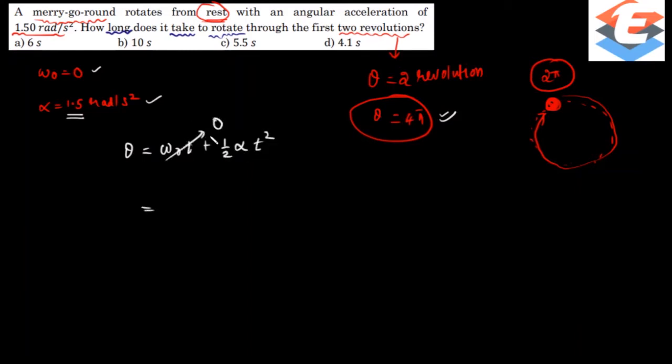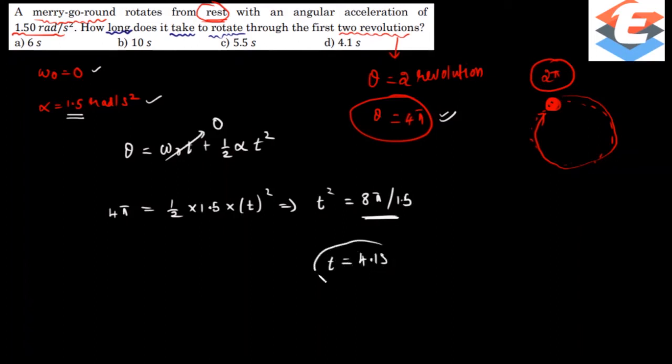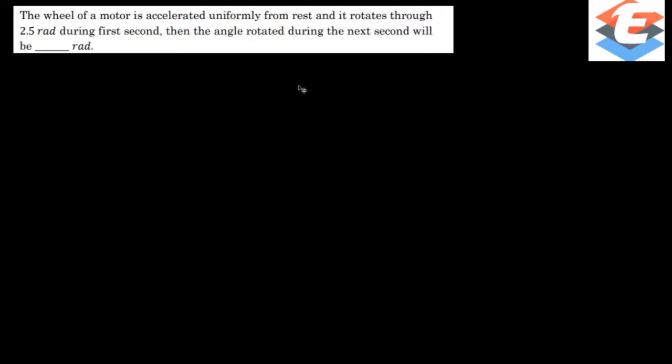Already we know omega naught is 0, so this is 0. Theta is 4 pi. 1 by 2 alpha is 1.5 into t square, where t, the time taken, is something which I need to find out. So t square is equal to 8 pi divided by 1.5. Now take square root on both sides. You'll be getting time, so that is going to be equal to 4.1 seconds. Okay, so the correct answer here was 4.1 seconds, which is option D. So let us continue to the next question.